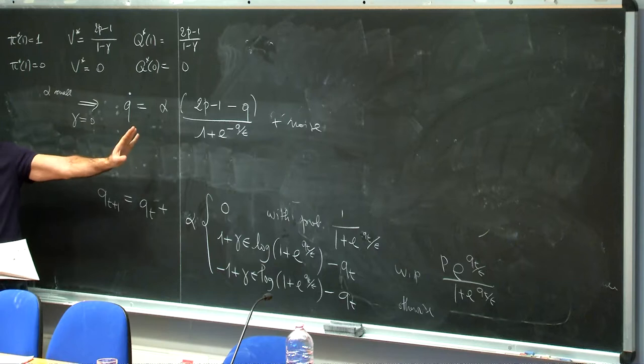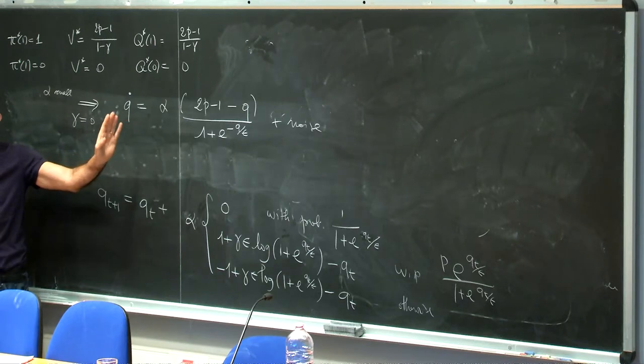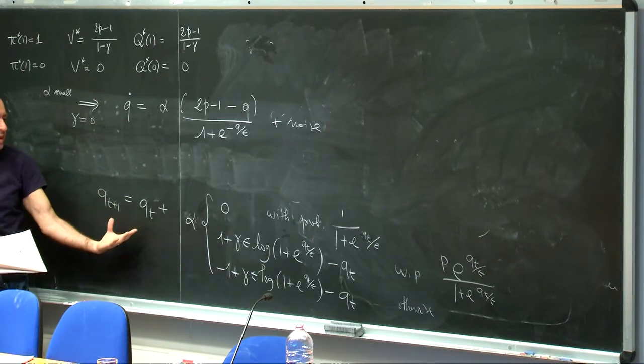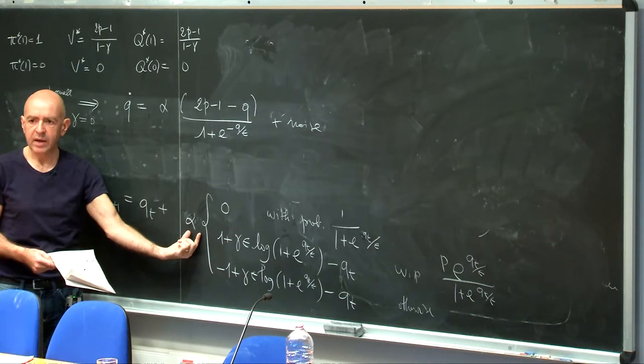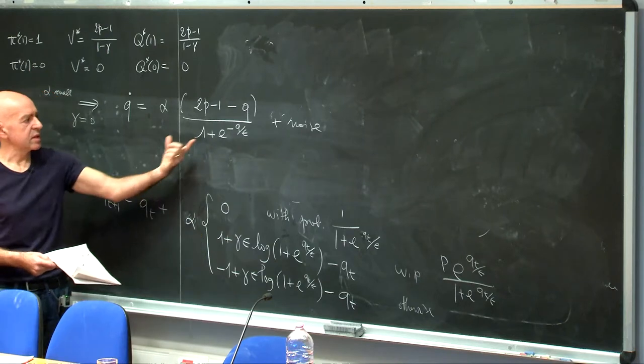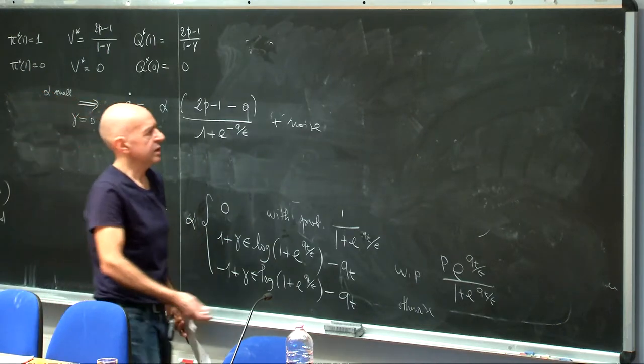So this is a very simple one-dimensional dynamical system in the Q space. And we expect this object to behave like this when we schedule our learning rates appropriately. So it's good to have a look at that. So how does it behave?